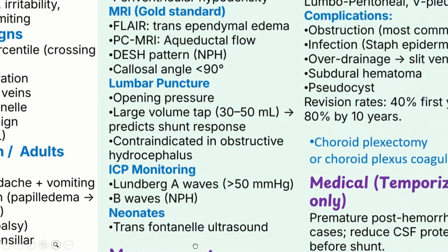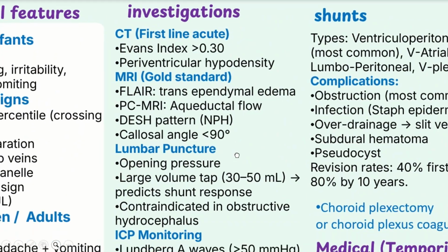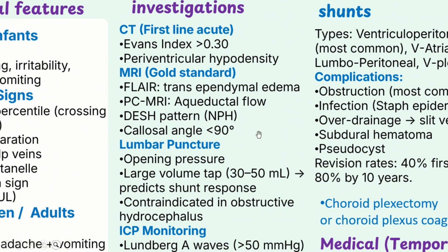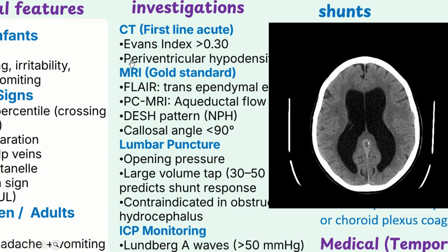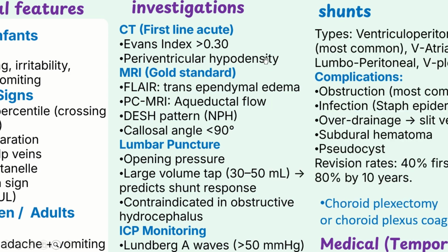So when you look at the investigations we can do, the first line investigation is the CT, and this is because it's cheap and readily available, but there are downsides like radiation. So what we are going to look at is the periventricular hypodensity, which is going to be due to fluid around the ventricles. It is one of the signs that we are going to see on CT.